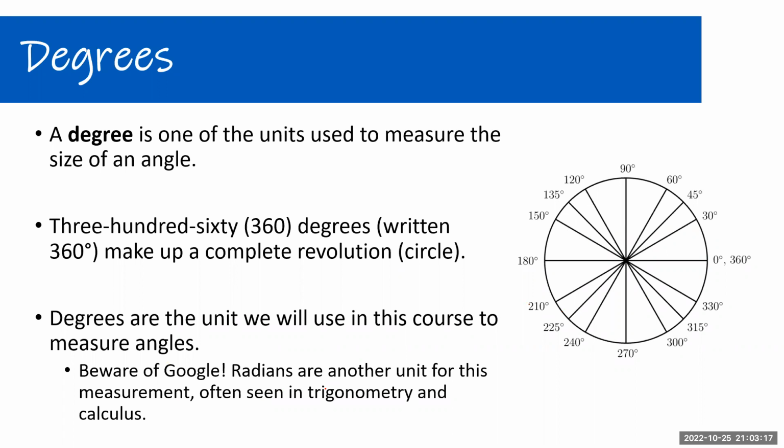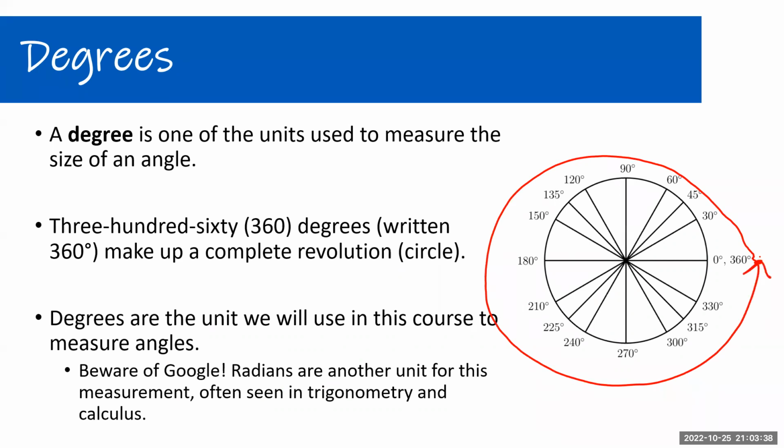Now, we measure angles in this class in degrees, okay? There are 360 degrees in a complete revolution or a complete circle. So we start here, and if we draw a counterclockwise circle and go all the way around, that's going to be 360 degrees. If you've heard someone say, oh, he did a 360, that means a complete turn. You start and you end in the same place.